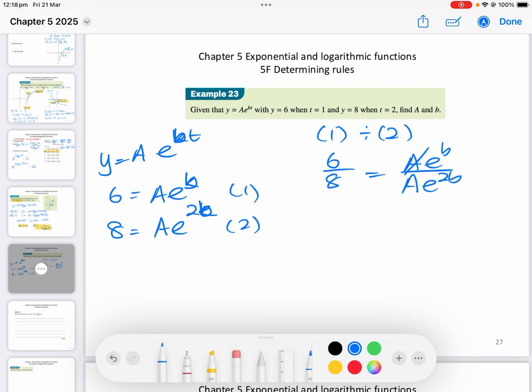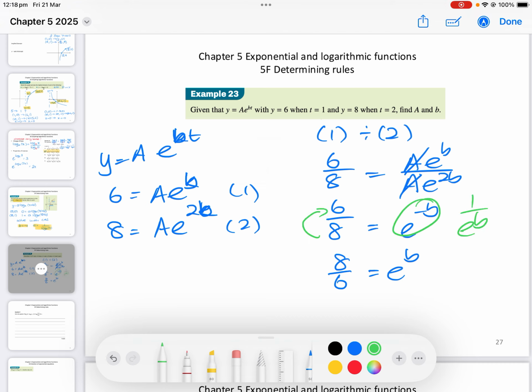And if I do that, the a's cancel out. And this will be 6 over 8 equals e to the minus b. Or we could say 8 over 6 equals e to the b. Just flip everything over because we know that this is just 1 over e to the b. So I've just flipped both of them over. Any other way is fine.